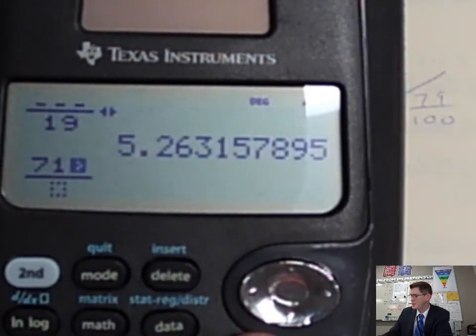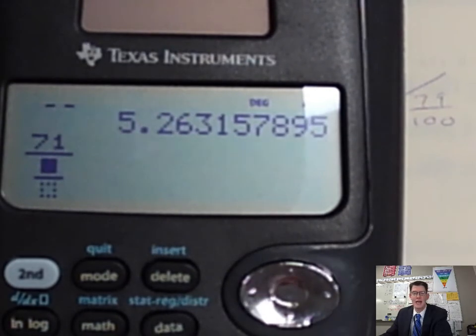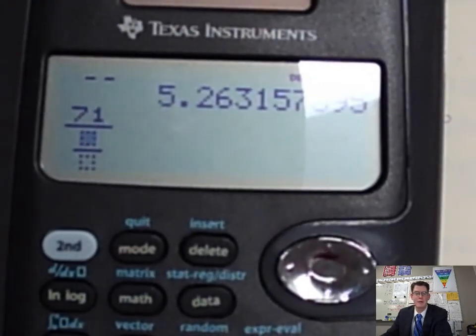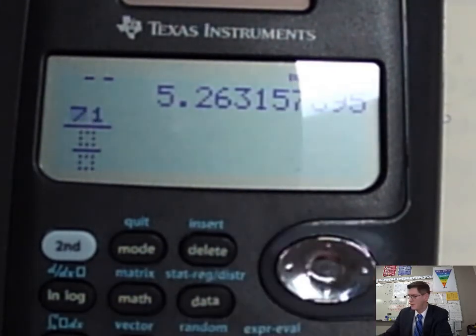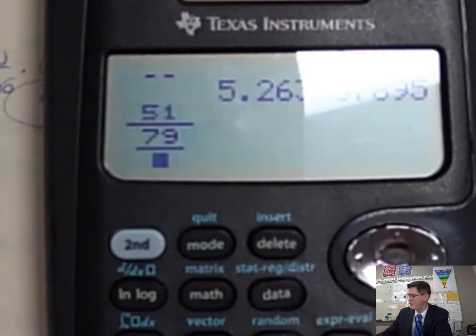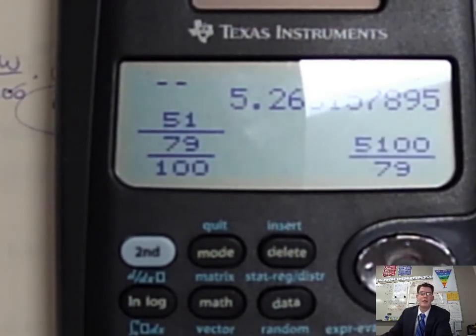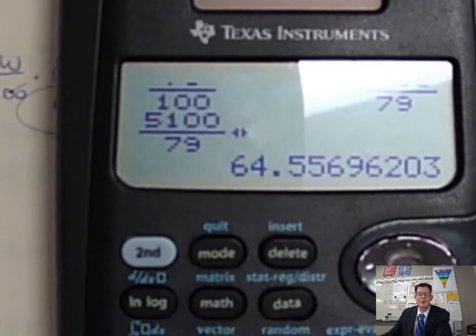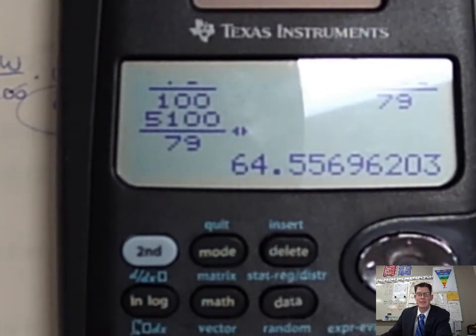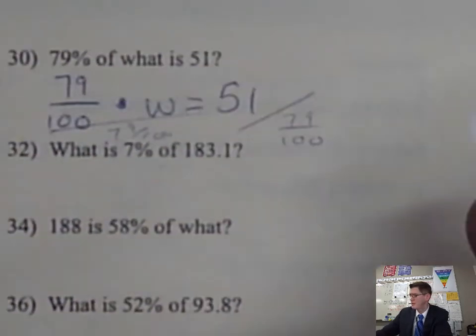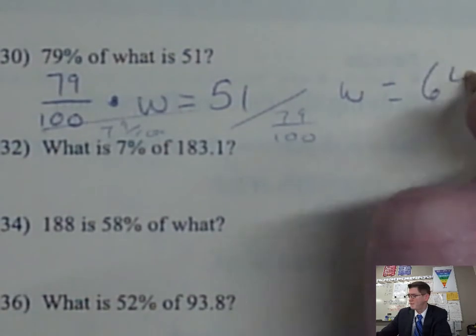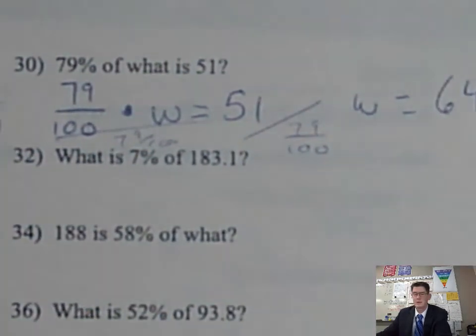Now do it this way. 71 divided by the fraction. Oh, did I do that wrong? Yep, I did that wrong. That's 51 divided by 79 hundredths. And the answer is that, which I don't understand. So 64.6. We're rounding up today. We're rounding all the numbers to the nearest tenth. So W is 64.6.